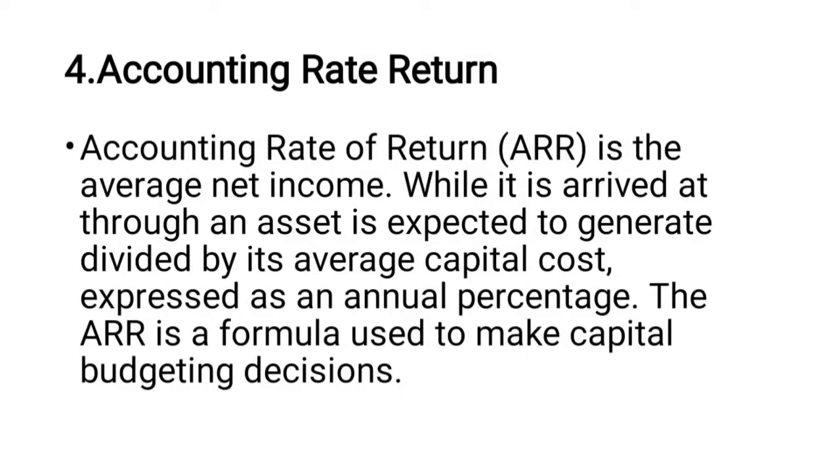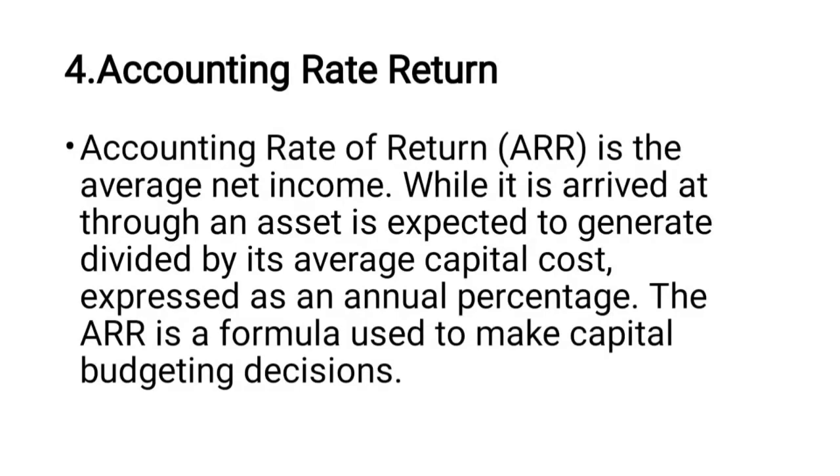So, for example, if a new machine being considered for purchase will have an average investment cost of, for example, 100,000 pesos and generate an average annual profit increase of 20,000 pesos, the accounting rate of return will be 20%. So, 20% of 100,000 is 20,000 pesos. So that is the accounting rate of return.